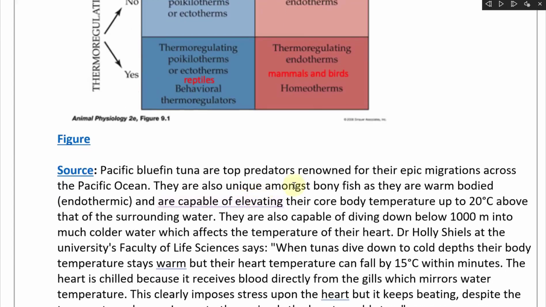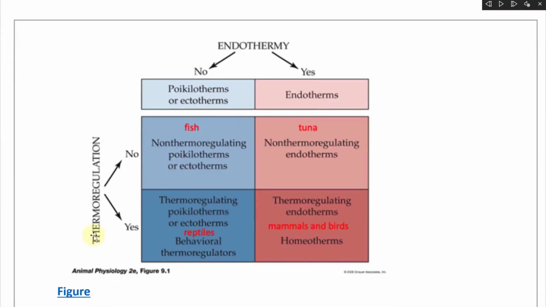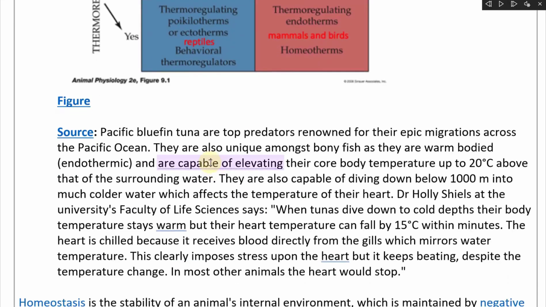I just paused the video and did some research on this because that just gave me some brain fog there. So it's thermoregulation, no, but it's an endotherm. It can produce its own heat, but it doesn't regulate it to make sure it's always the same. So that's tuna. And you can read more on it from here. This is from ScienceDaily.com. So Pacific bluefin tuna are top predators renowned for their epic migrations across the Pacific Ocean. They're also unique amongst bony fish as they are warm-bodied, so they're endothermic, and are capable of elevating their body core temperature up to 20 degrees Celsius above that of the surrounding water.